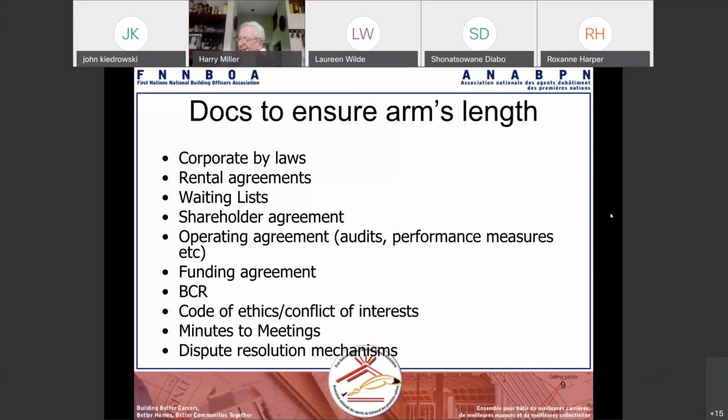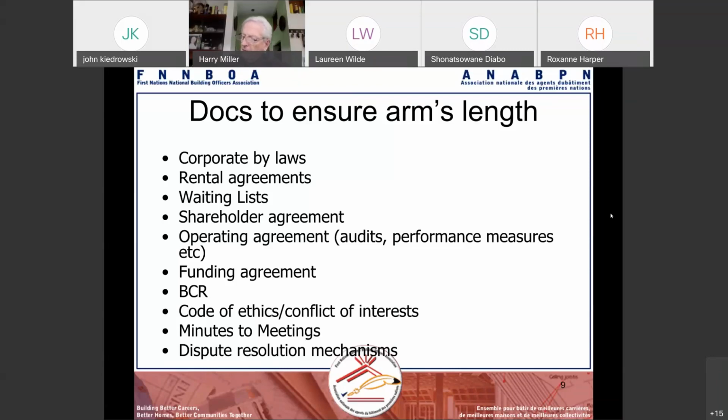Under a housing department, for example, there's no such thing as a shareholders agreement. So you do have housing policies, but the shareholder agreement is more explicitly for a housing authority. And again, making the differences between an influence between chief and council and their roles and responsibilities.